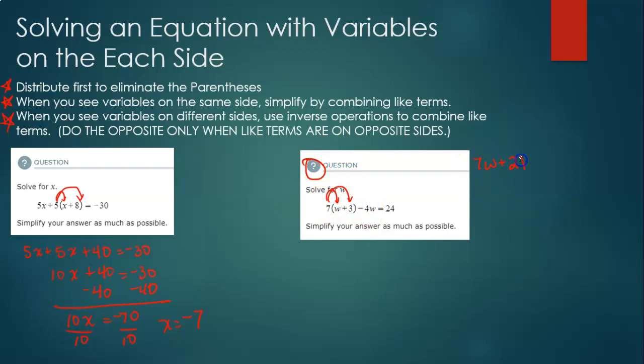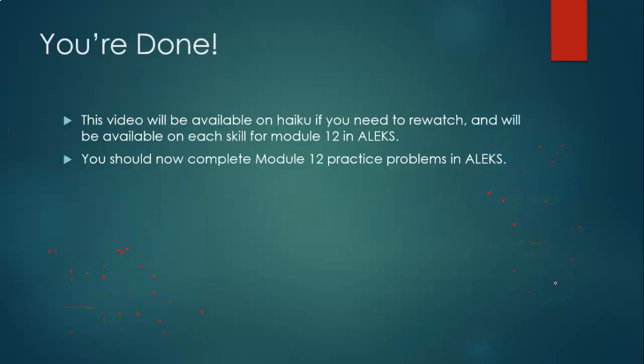You should have started by distributing. 7 times w is 7w, 7 times 3 is 21, and bring down the minus 4w. Combine your like terms on the same side. 7w minus 4w is 3w, plus 21 equals 24. We're going to subtract 21 from each side, so 3w equals 3. Divide both sides by 3, and so w equals 1.